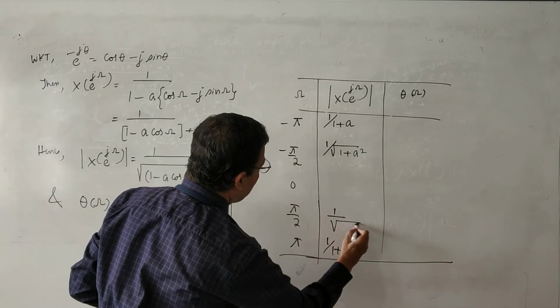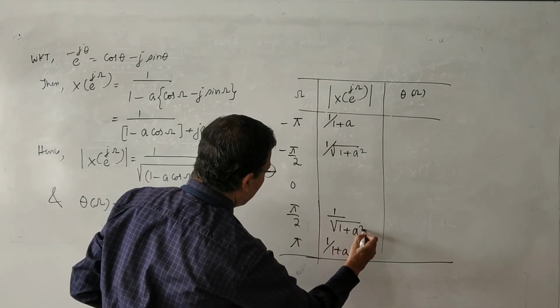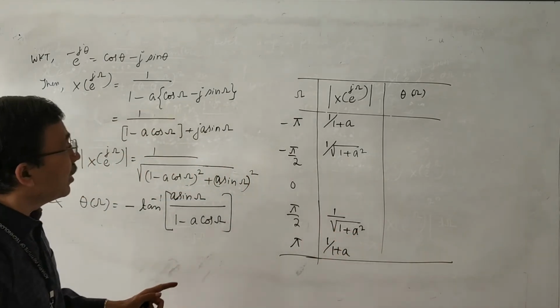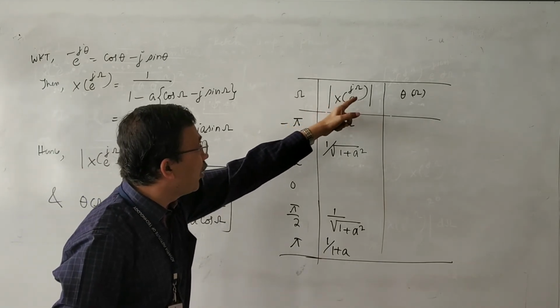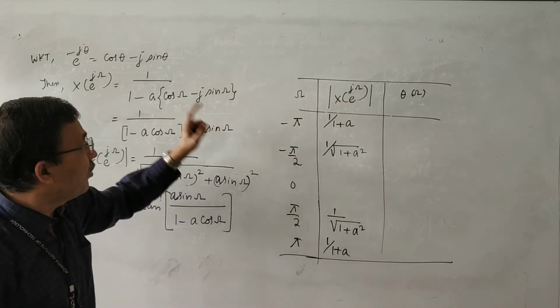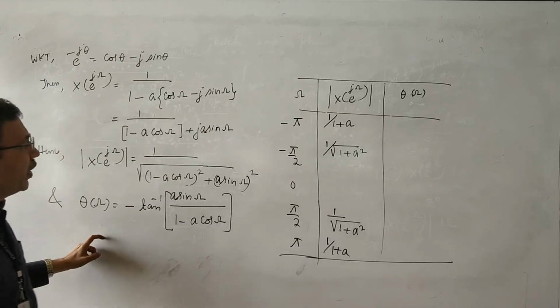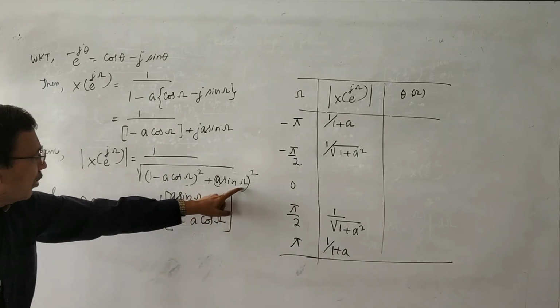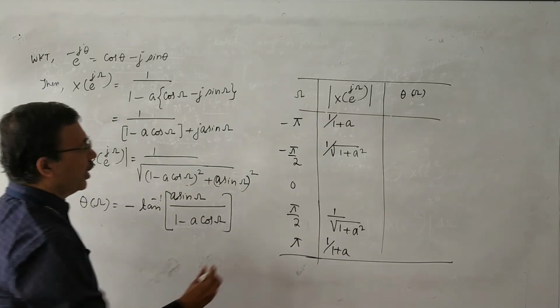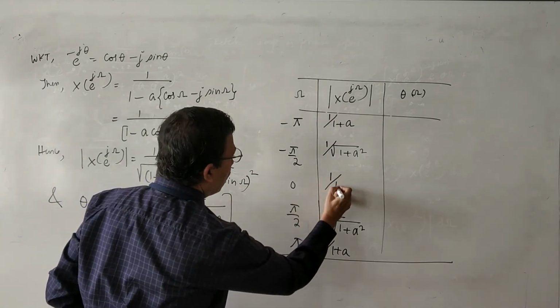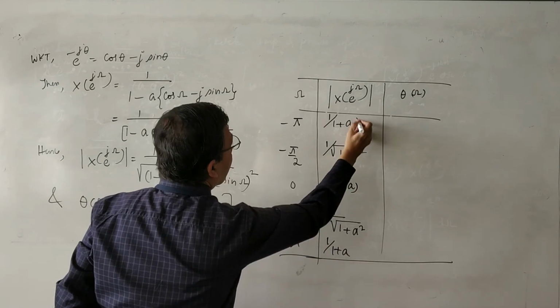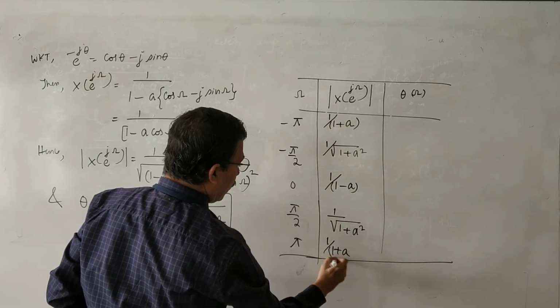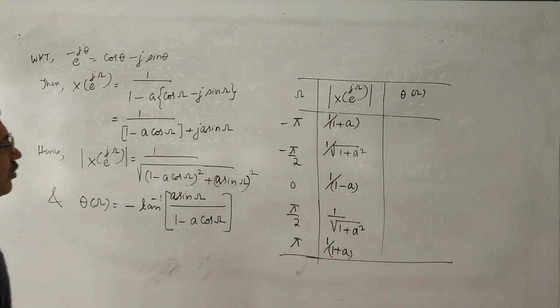The value at minus pi by 2 and the value at plus pi by 2 will be identical because the magnitude of x of e power j omega exhibits even symmetry when x of n is a real signal. Then you put omega equal to 0. Sin 0 is 0, cos 0 is 1. So you get 1 over 1 minus a.